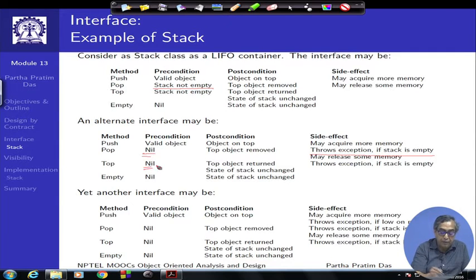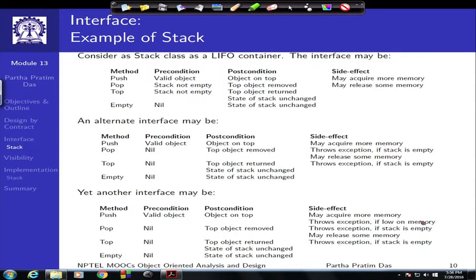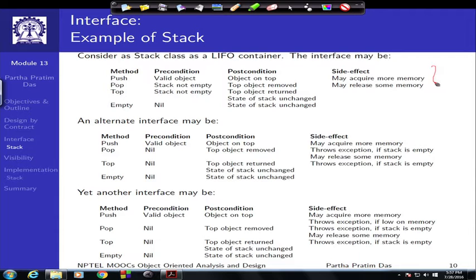Similar thing will happen for top, it could also throw an exception if the stack actually is empty when you are trying to invoke the top message for that stack. So, you can see that just the messages being the same does not actually give us the same interface, because depending on the contract here and the contract here, the way the programmer has to implement these methods would be way different.